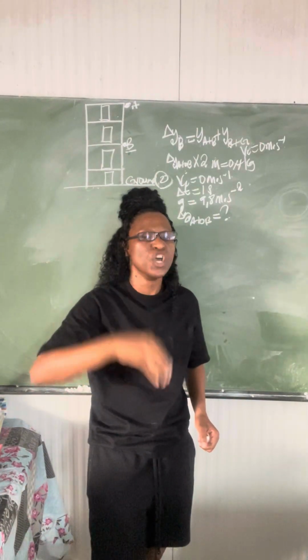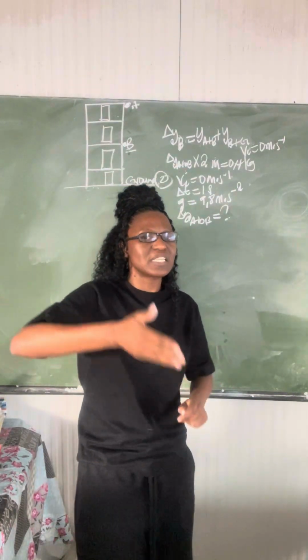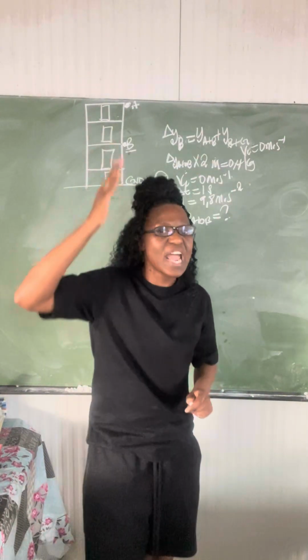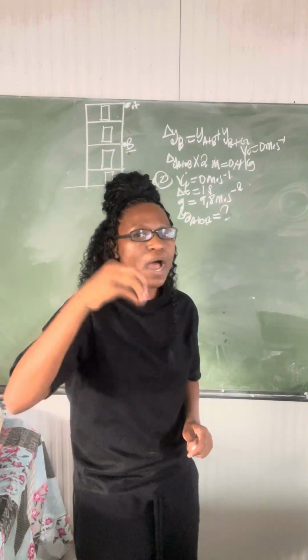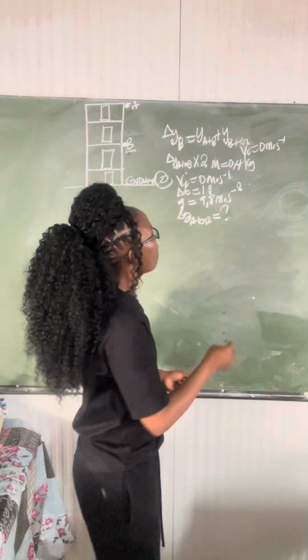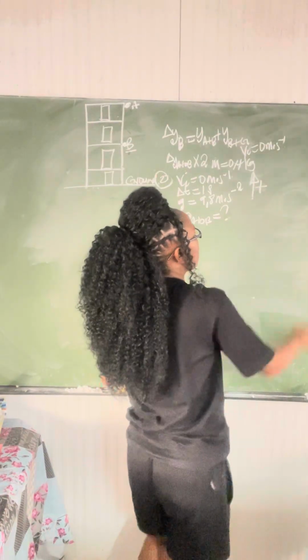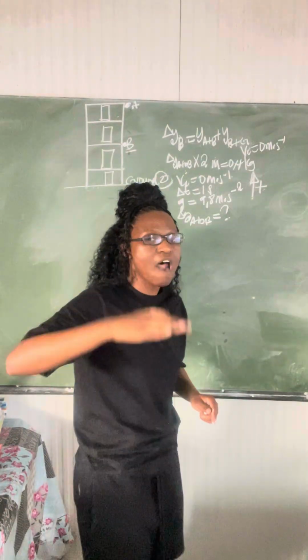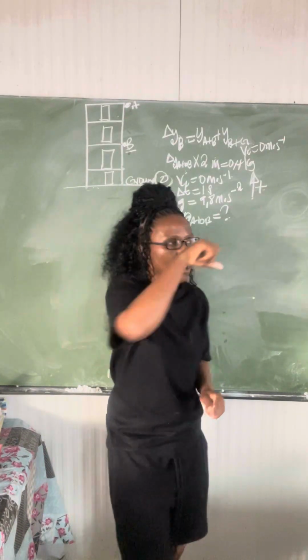What do I mean? You choose the correct direction. So if you allocate upwards to be positive, then it means your downwards must be negative. So allow me to say upwards is positive, meaning everything below my starting point is going to be negative.